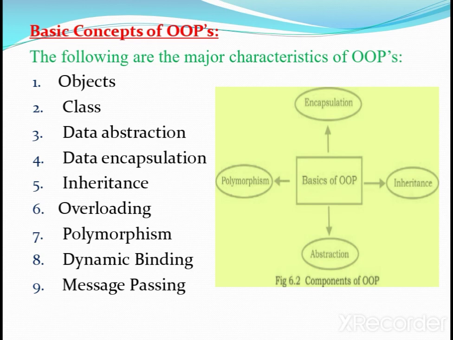Objects, class, data abstraction, data encapsulation, inheritance, overloading, polymorphism, dynamic binding, message passing. These are the major characteristics of OOP. We'll see one by one.